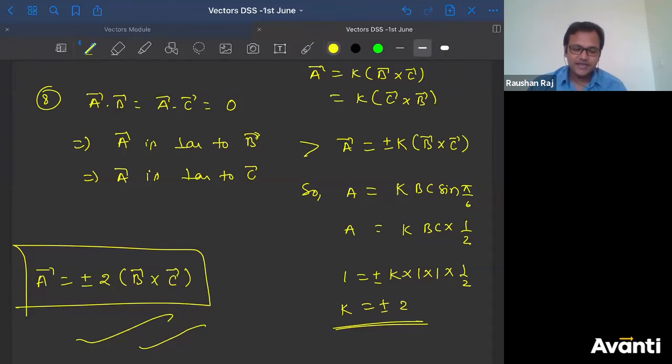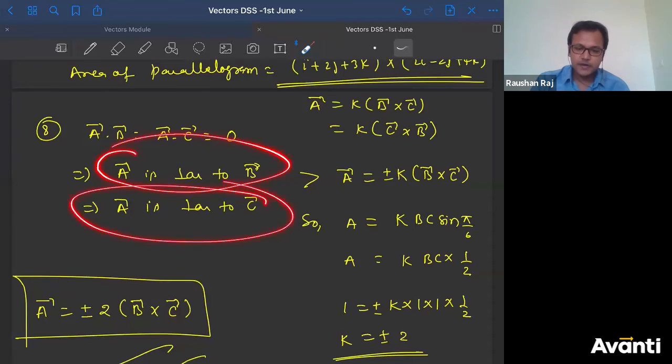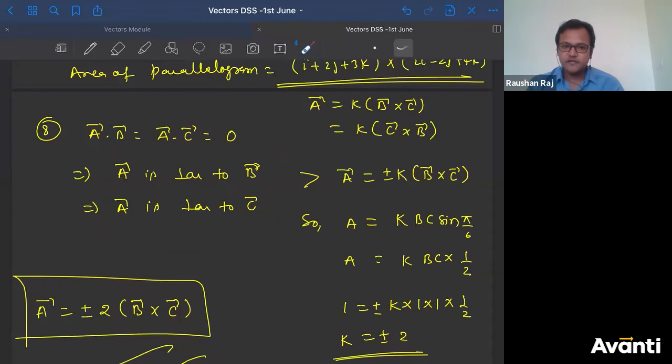Hey Sakshi, line, kaun sa line? There is no line which is above k is equal to 2. Why are you going to somewhere else? I'm just finding out the vector thing. Why are you going to line or something like that? A is perpendicular to B, A is perpendicular to C. We know the property of cross product.